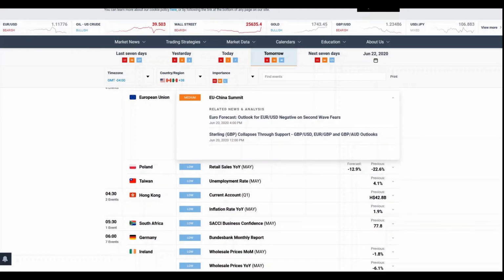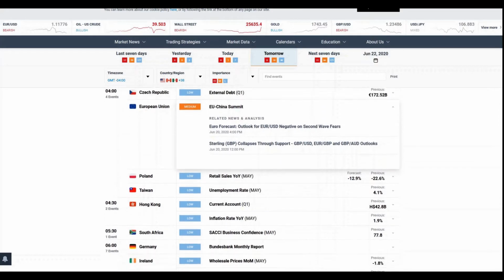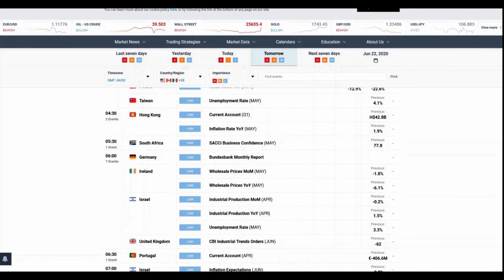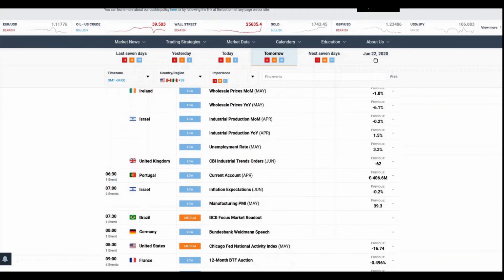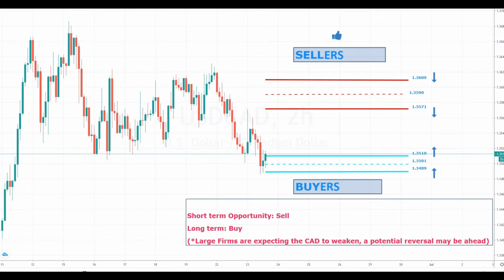Now, if you are a trader, you already have an idea of what it's like to trade. Let's jump into it. And let's take a look at the money market. Specifically speaking, let's see what opportunities the US dollar and Canadian dollar had to offer.